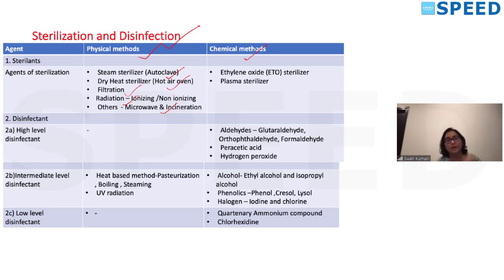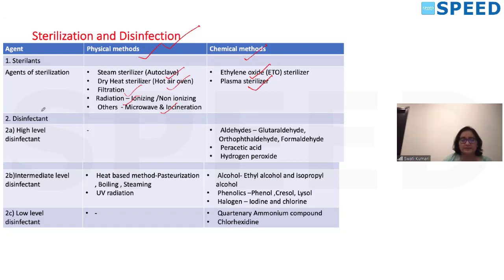Sterilization, when you destroy all pathogen, including the spore form, that is called sterilization. Chemical sterilization, you have ethylene oxide sterilizer, which we say ETO, commonly said ETO. Then you have plasma sterilizer. Okay, so this was sterilization. We destroy pathogen and spore both.